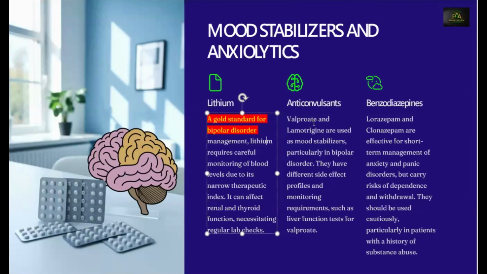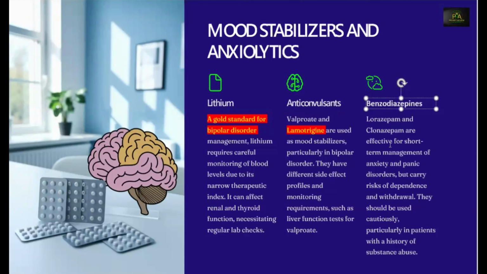anticonvulsants. We have the valproate and the lamotrigine. Lamotrigine is also always used for the depressive state, but always remember that it causes rash. It makes the patient at risk of Stevens-Johnson syndrome. It causes rash. Then we have our benzodiazepines. Under the benzodiazepines, we have the lorazepam, we have the clonazepam, and the others.